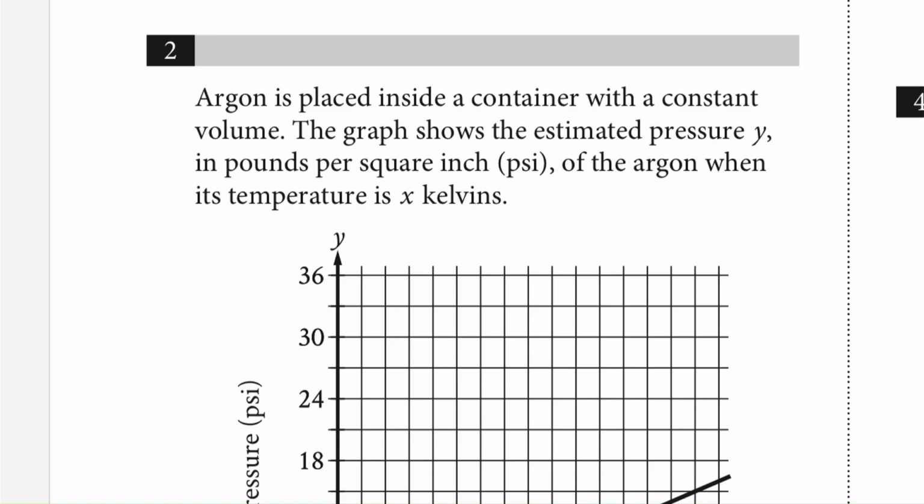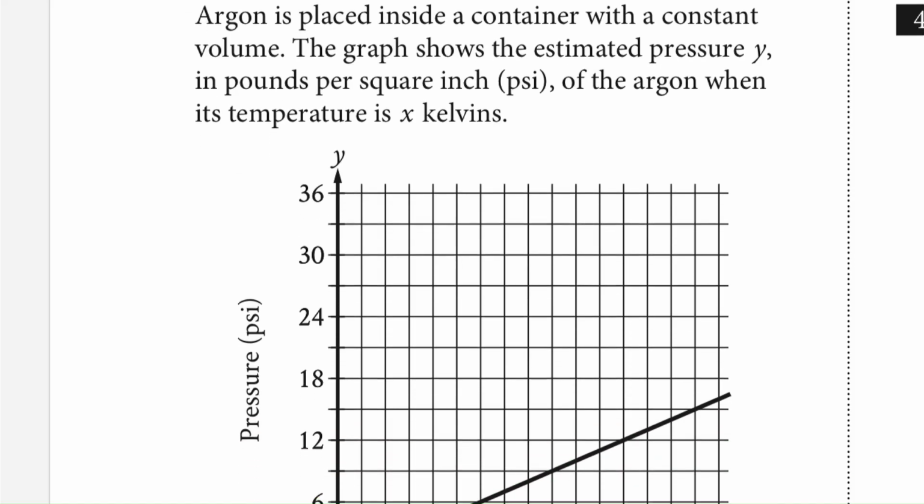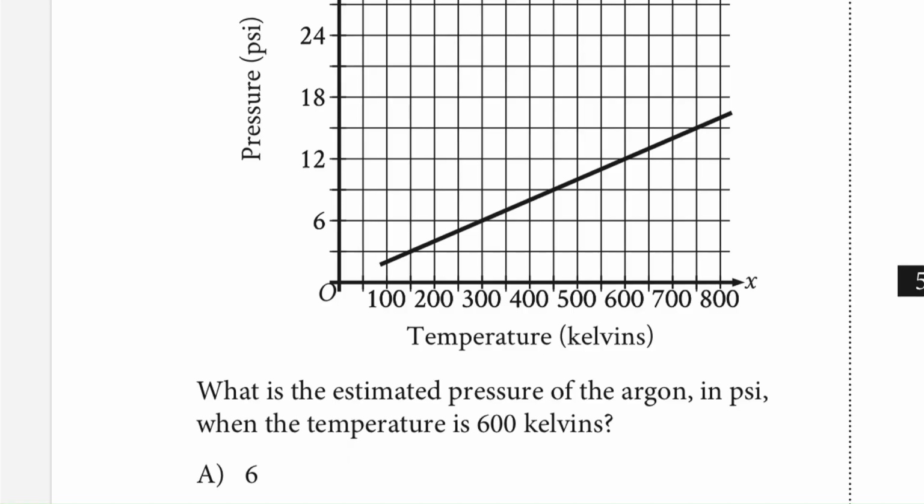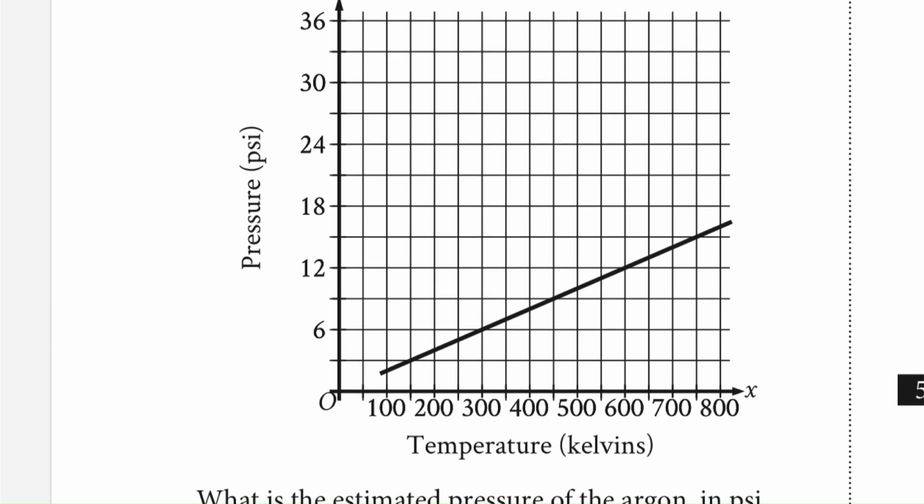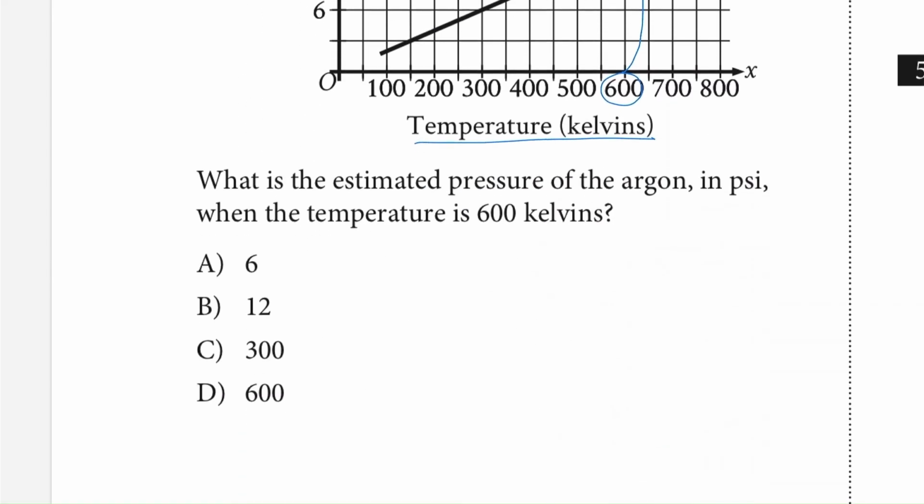Argon is placed inside a container with a constant volume. The graph shows the estimated pressure Y in pounds per square inch of the argon when its temperature is X kelvins. What is the estimated pressure of the argon in PSI when the temperature is 600 kelvins? This is just a simple graph interpretation problem. So it is asking you to identify the temperature in kelvins, which is 600, and it's asking us to identify the pressure. So this answer is going to be 12.